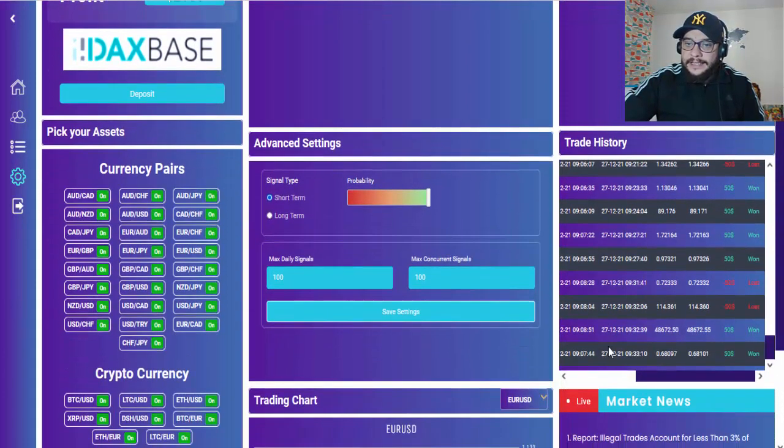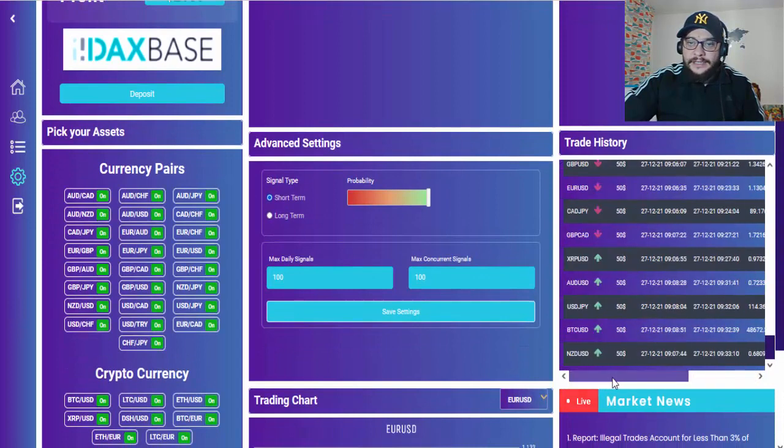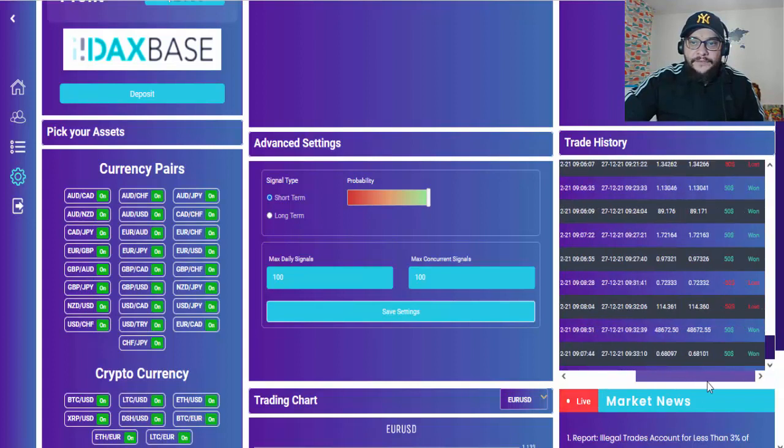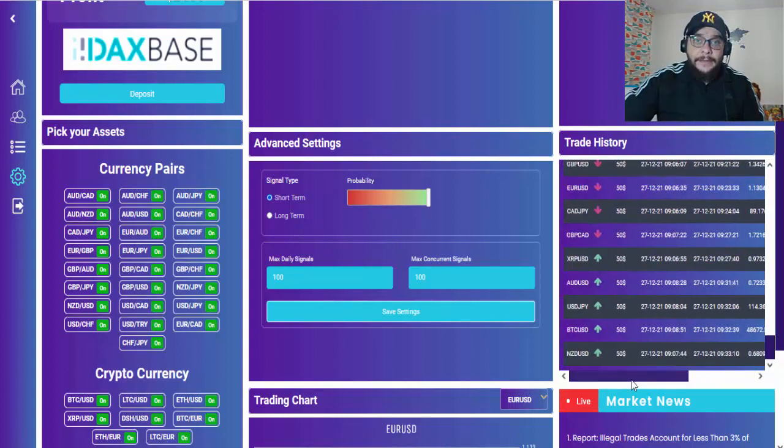And these are the trades that I've placed today. As you can see here, I have 9 trades placed, and from 9 trades 3 are out of the money and 6 in the money, which is a good profitability ratio.